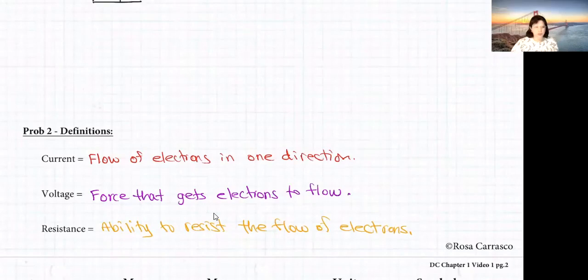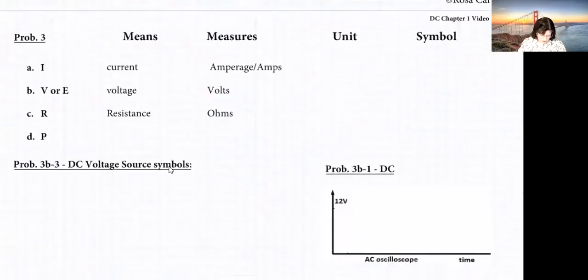Okay, so you need to know these definitions in order to take the quiz. It's going to be multiple choice, or match the word to the definition. Okay, very good. All righty.